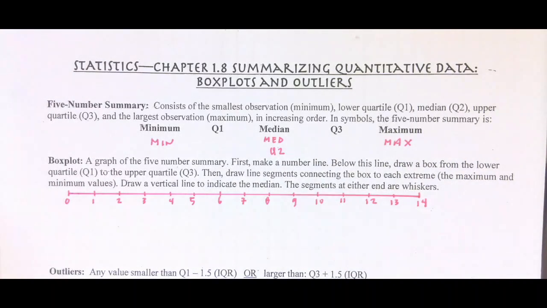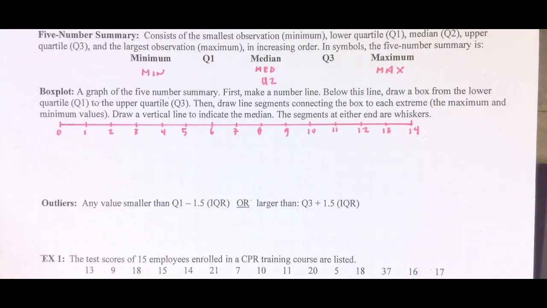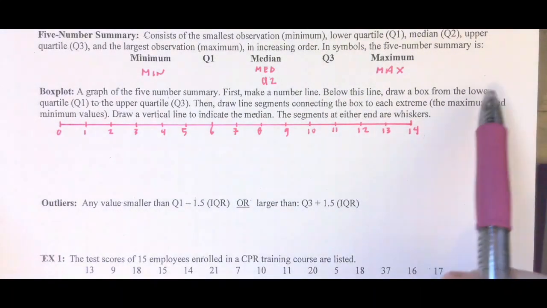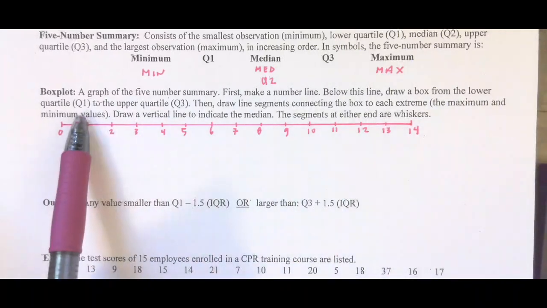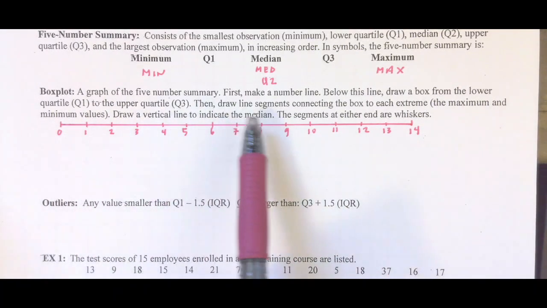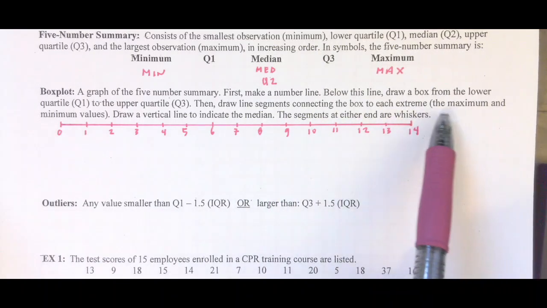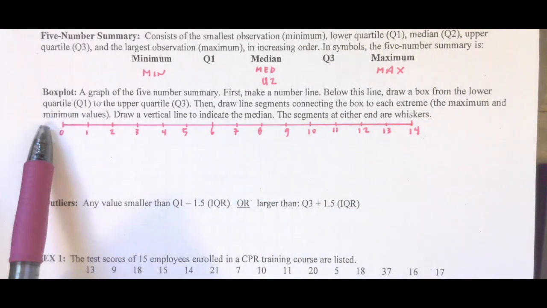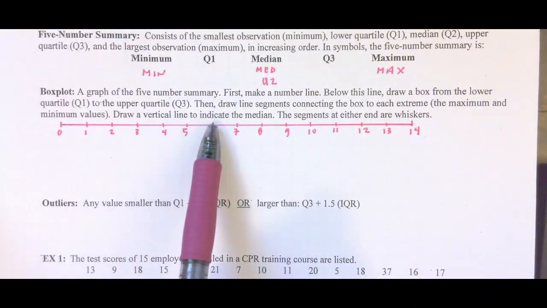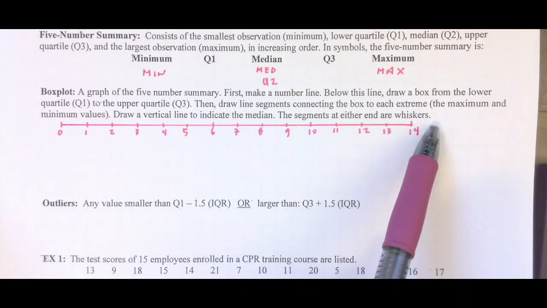Okay, so once I have my number line, let me just slide it up to here. We draw a box from the lower quartile, the Q1, to the upper quartile, the Q3. We draw line segments connecting the box to each extreme, the max and the min, and draw a vertical line to indicate the median. The segments at either end are the whiskers.